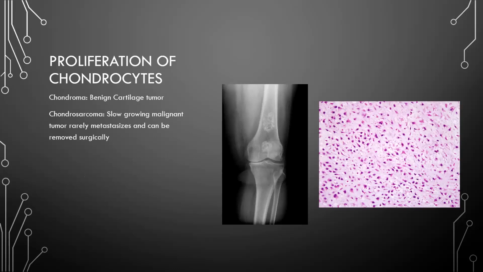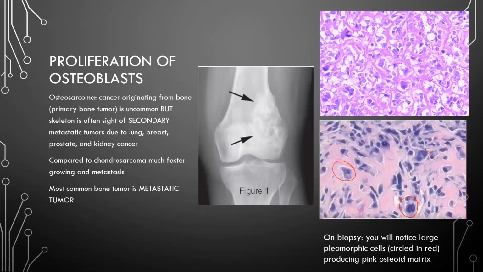Proliferation of chondrocytes. So just know it's a slow growing malignant tumor and it rarely metastasizes, unlike the osteosarcomas. And something important about the osteosarcoma is that the most common type of osteosarcoma is one that metastasizes due to lung, breast, or prostate cancer. So that's something important to note. Most of them aren't primary bone tumors, meaning it originated in the bone. If you were to see a slide, one thing he made note of is the pleomorphic cells. That would be something important to note. And the osteoid is the pink around the circled red you see.